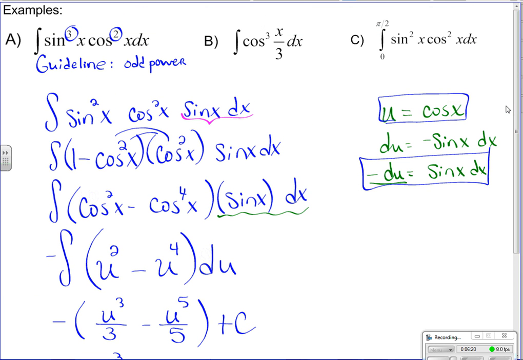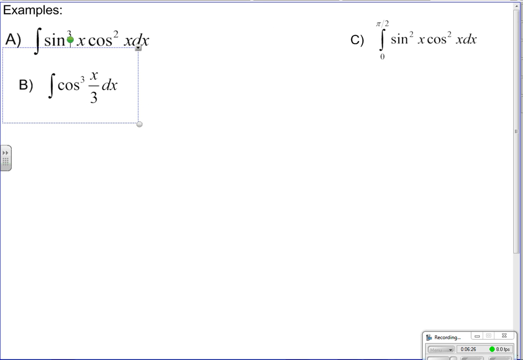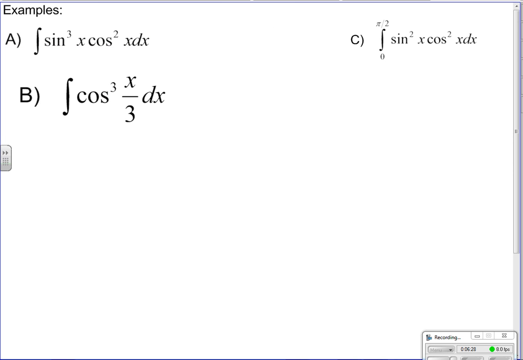Pause that, walk back through the steps if you need to. I'm going to hit clear and move on to part B. Question B says, let's work with a cosine cubed of x over 3. So cosine cubed is an odd power of cosines. Look under guideline number 2 on that previous screen.